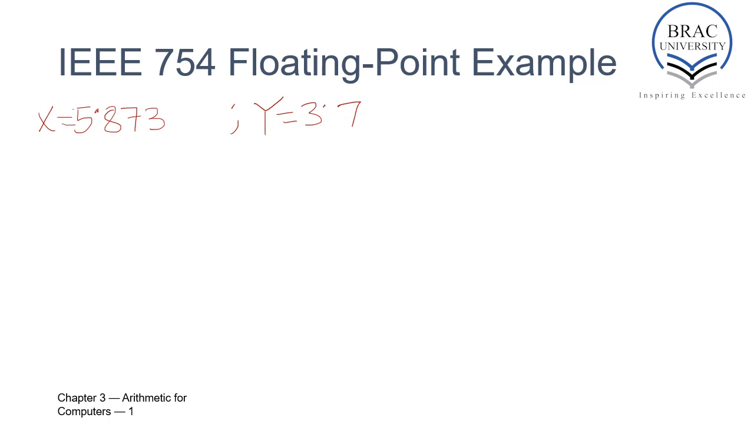3.5, sorry, let me erase this one. 3.573. We know how the straightforward addition would look, but how can we perform the addition using IEEE 754 floating point notation? To do that, the first thing we need to do is convert x and y into normalized form.